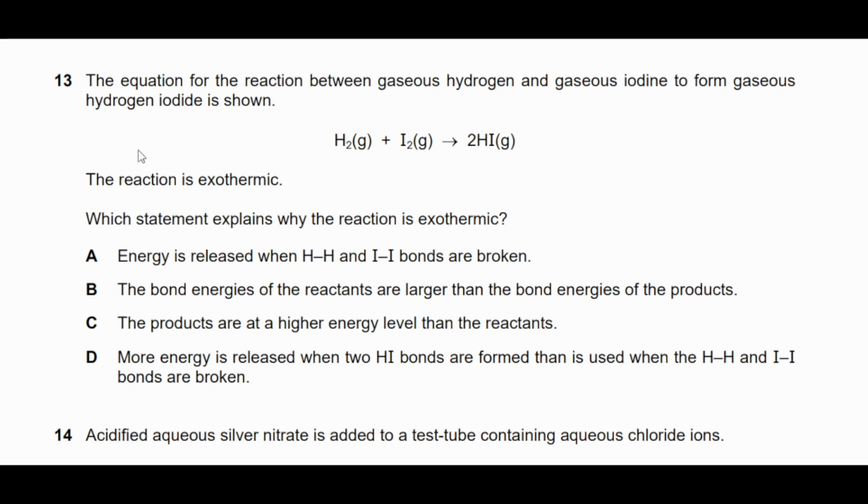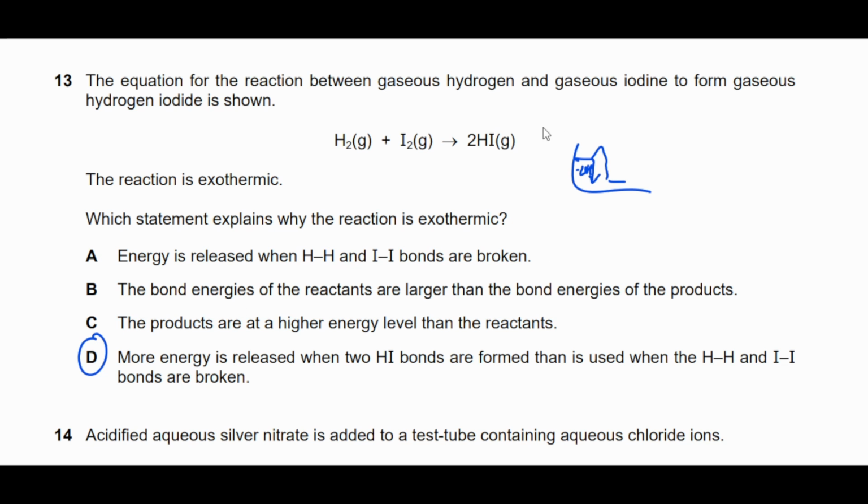That doesn't explain why it's exothermic. The bond energies of the reactants are larger than the bond energies of the products. That is wrong because it's actually the opposite way around. The products are at higher energy level than the reactants. That's wrong because if you draw an energy level diagram, to have a negative delta H, the products will have to be on a lower energy level. Okay? More energy is released when two HI bonds are formed than when the HH and II bonds are broken. So this is the answer.